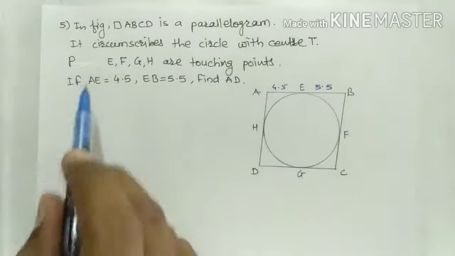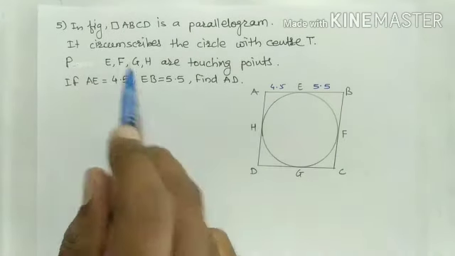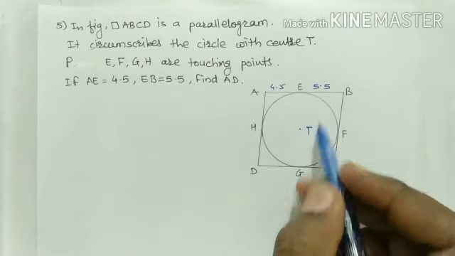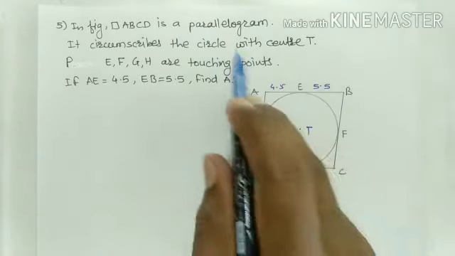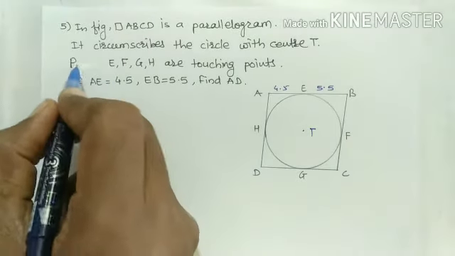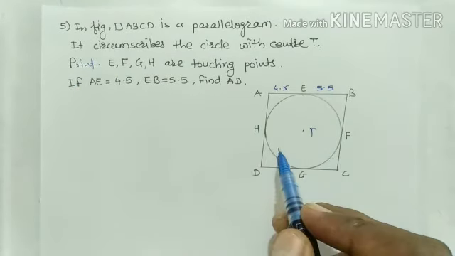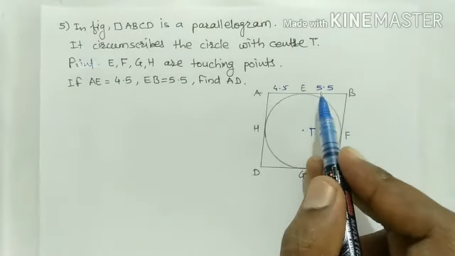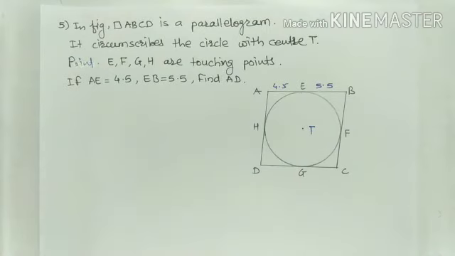Now, the next question is question number 5. In figure, quadrilateral ABCD is a parallelogram. It circumscribes the circle with center T. Circumscribe means the circle touches all these four sides of this parallelogram ABCD. Point E, F, G, H are the touching points, and if AE equals 4.5, EB equals 5.5, then we have to find the length of AD. आपल्याला AD ची लेंथ फाइंड करायची आहे.